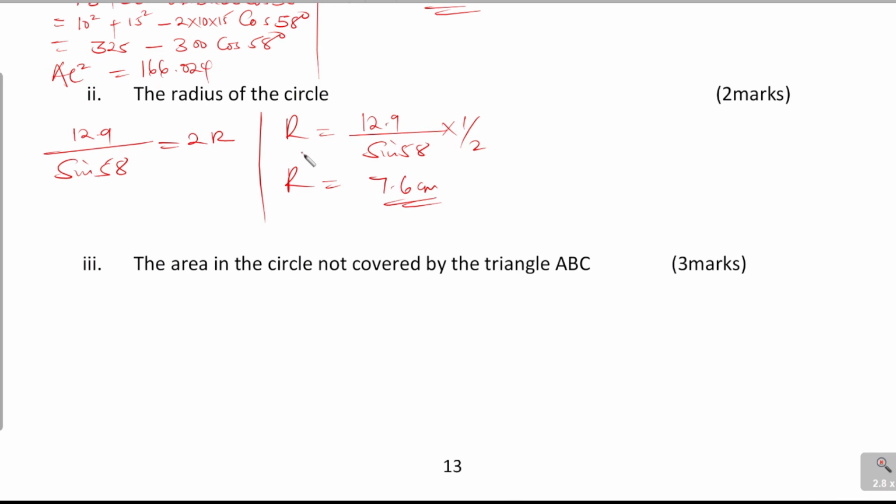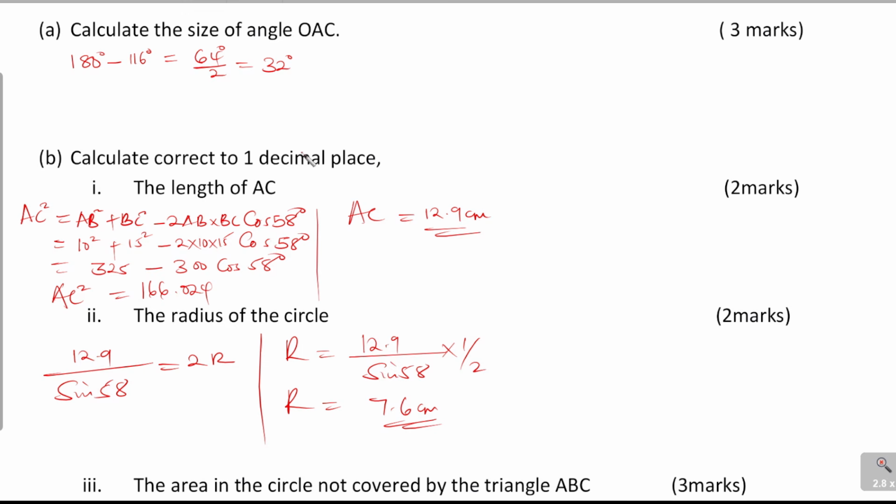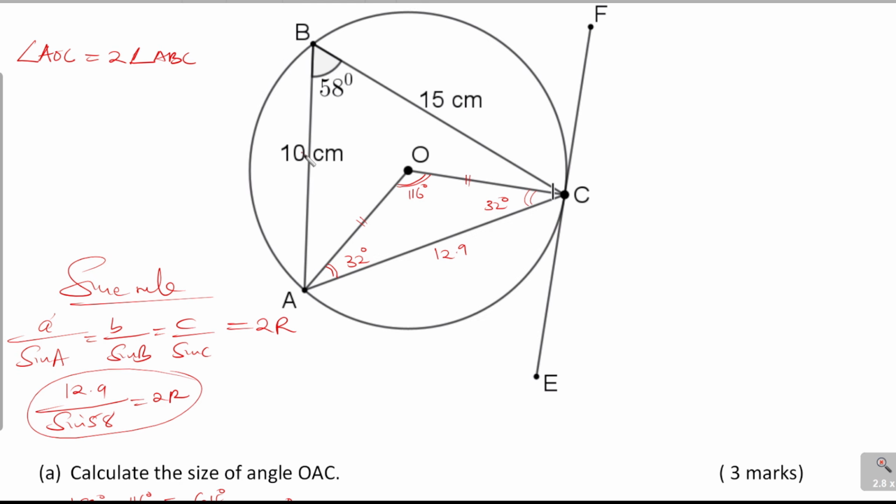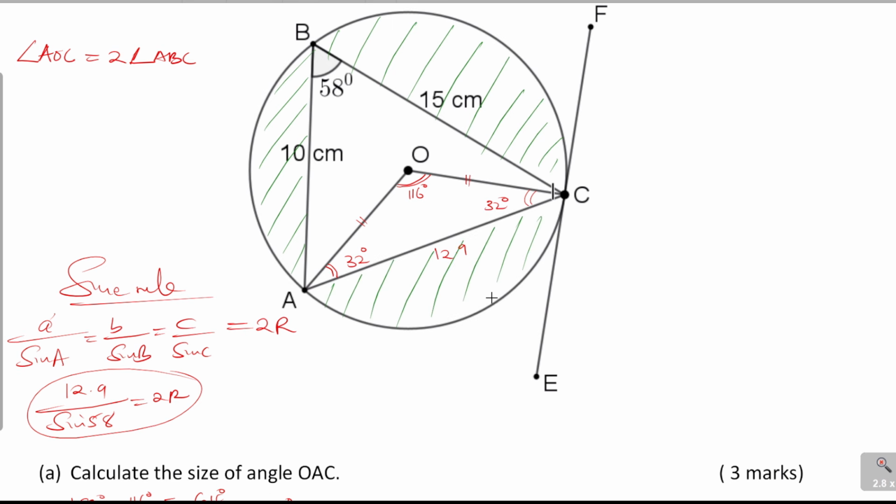We go to part 3 of the question. That is the last one. The area in the circle not covered by the triangle ABC. So the area not covered, I can shade that one just to illustrate. The area in the circle not covered is that. That is the area that is not covered by the triangle. That is the area that we need to get.